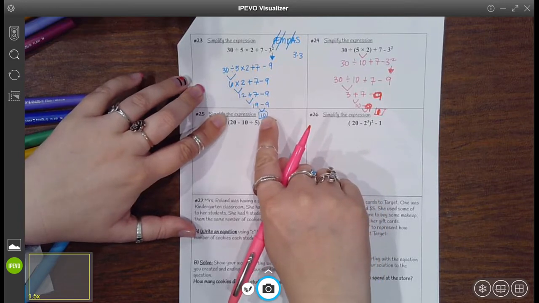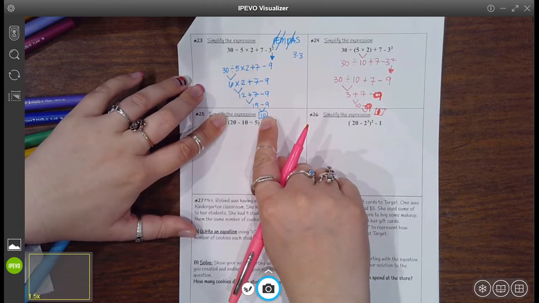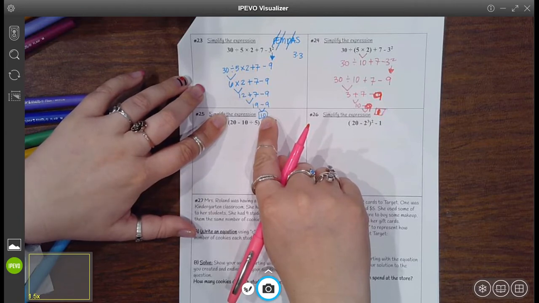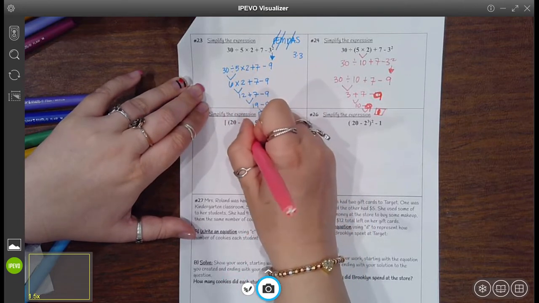So I look for parentheses first. There they are. And within the parentheses, order of operations still applies. So before you subtract, you need to divide. 10 divided by 5 is 2.